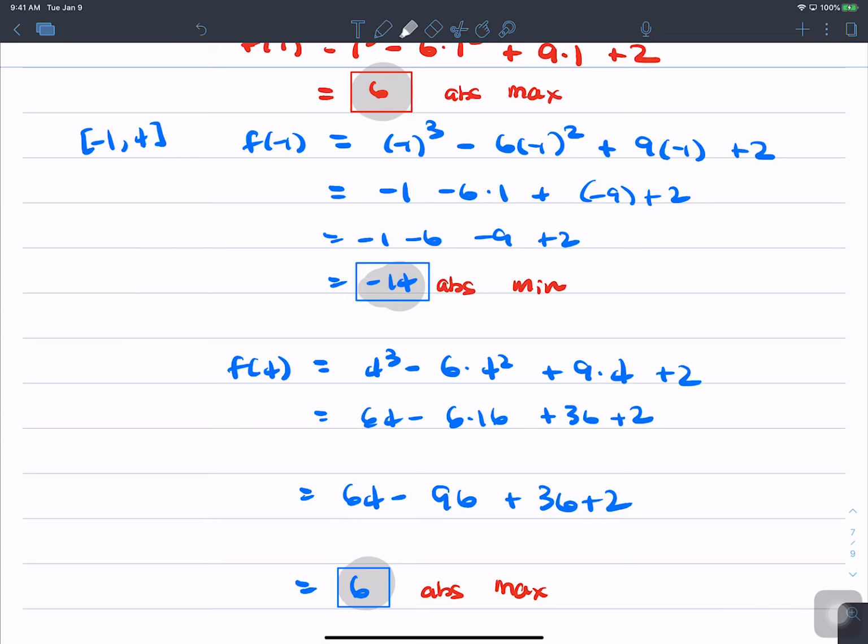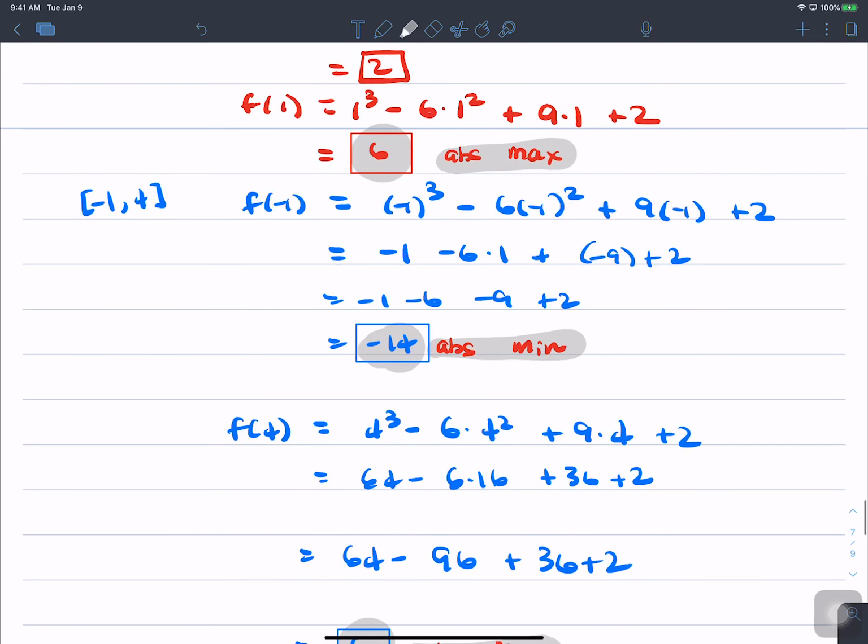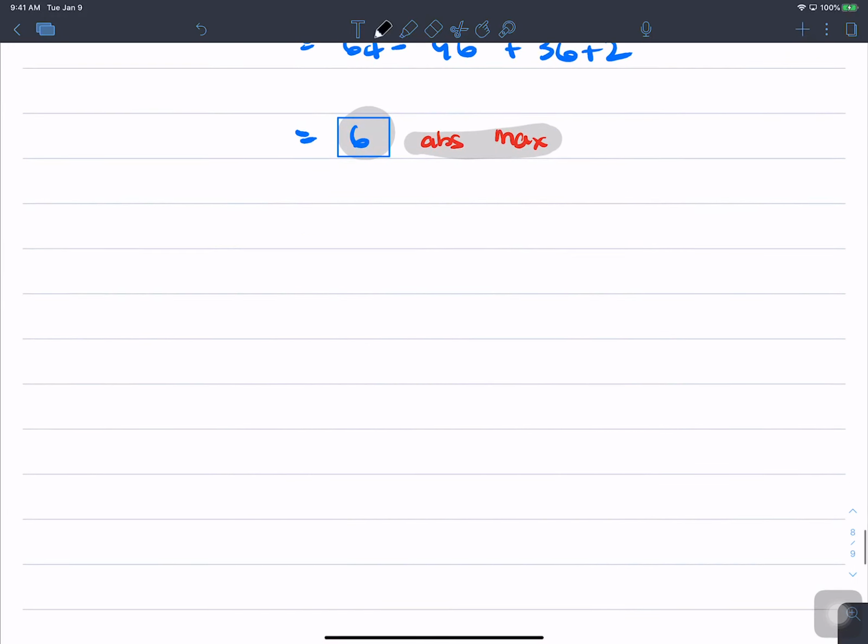So you've got an absolute max here, with an absolute min here. And that's your procedure. You just find the critical values, in this case 2 of them, and then you find the values of the function, the altitudes, but include the endpoints. I'm going to try another one for you guys, see what you think.